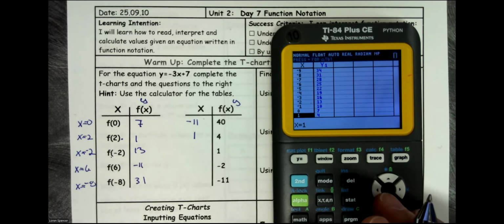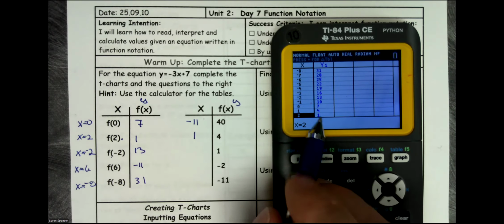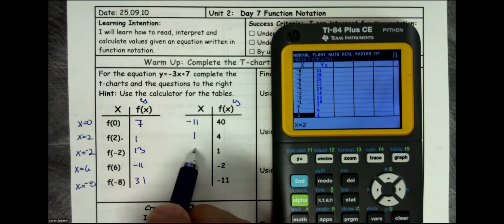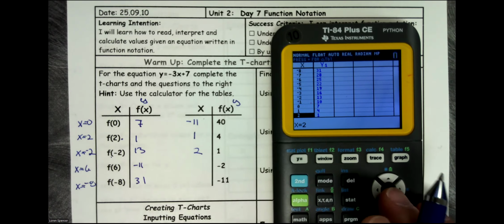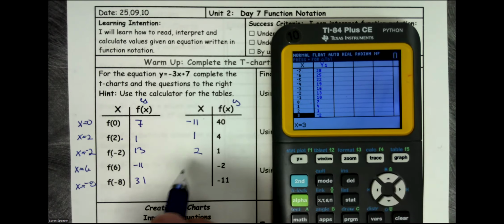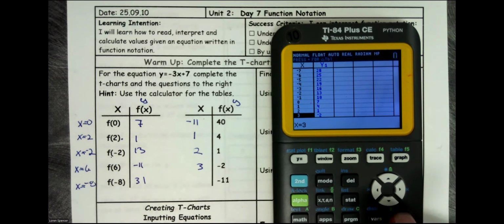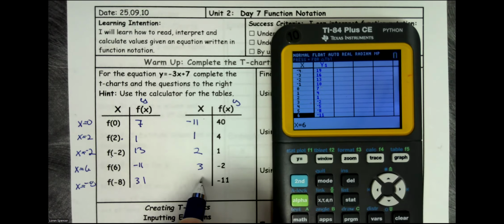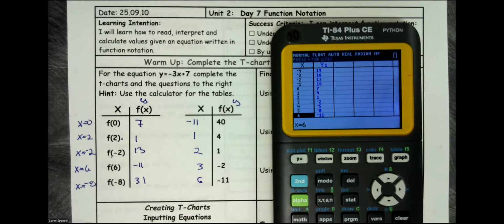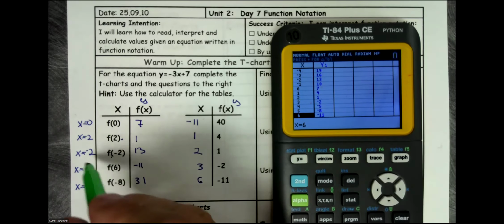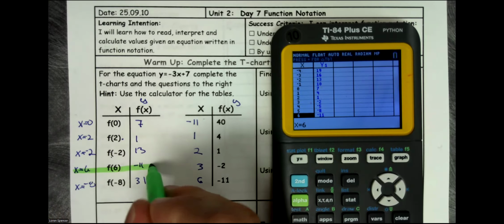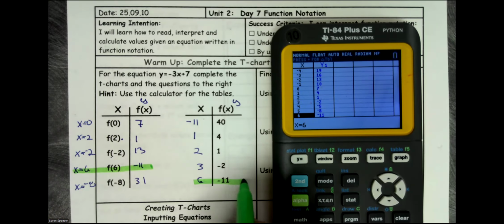And it wants us to find out what x is when y is 1. Well, when y is 1, x is 2. Then it wants to find out what x is when y is negative 2. And x is 3 when y is negative 2. And then it asks for negative 11. And we have 6. And by the way, we already did that once over here. X equals 6 when y is negative 11.